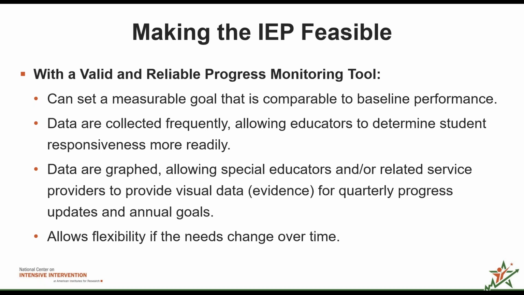I was just pulling from, you know, here's this anecdotal note, or I did an observation here, or this piece of information. Had I done more frequent progress monitoring through direct behavior rating, through that DBR method, I would have already had those data collected, graphed, and analyzed for responsiveness, making it way easier for me to put it into a quarterly progress report and to help with determining the annual goal the next year as we're reviewing it as the IEP team. And it does allow for that flexibility if the needs change over time.